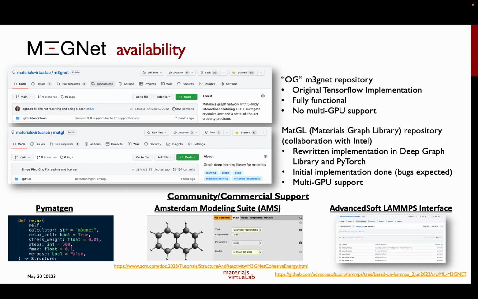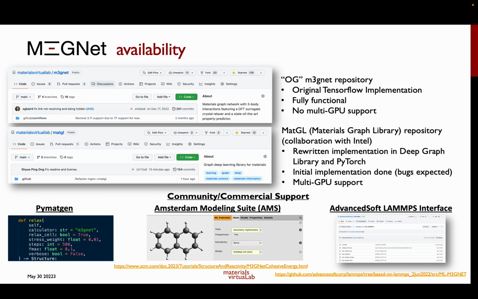All right, so for those of you who are interested in trying this out, all this code is available on GitHub. You have the original TensorFlow implementation, which is fully functional. It does not have GPU support. We have collaborated with Intel to develop this library called Materials Graph Library, MatGL. This is completely rewritten in PyTorch, and the implementation is already completely done, and I would highly recommend that you use this package instead.